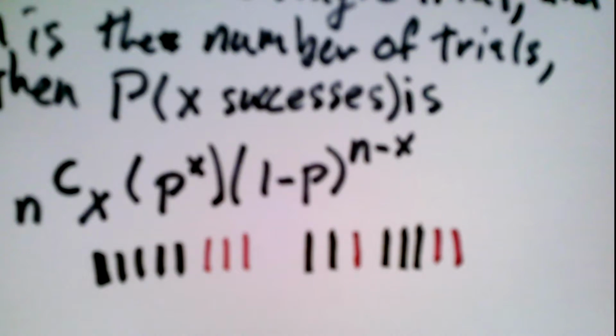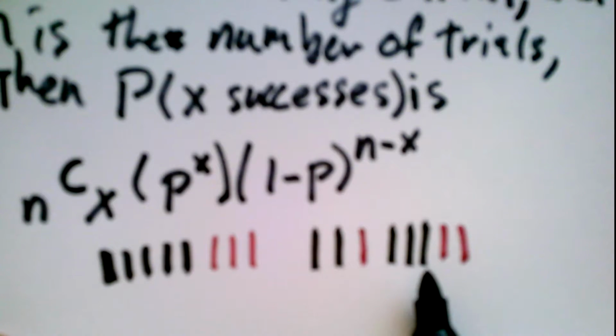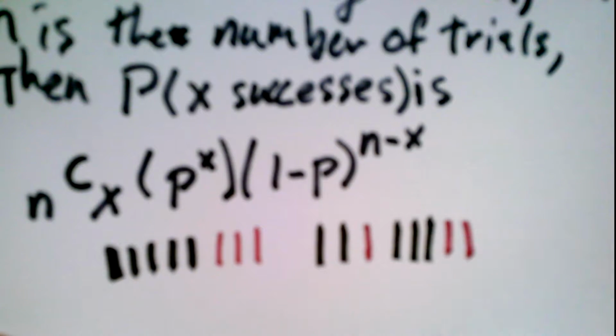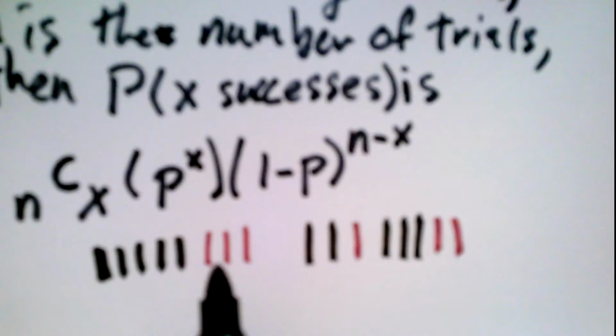And the same number of failures. The probability of getting success, success, success, success, success, fail, fail, fail is the same as going success, success, fail, success, success, success, fail, fail. So I'm not saying that the probability of getting them in this order is the same as getting them in any order, but it is true that it's the same as getting them in any particular order.